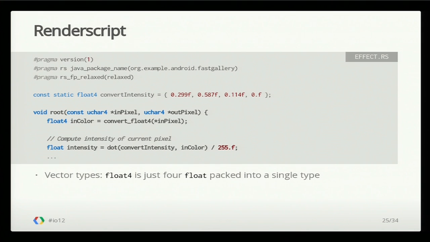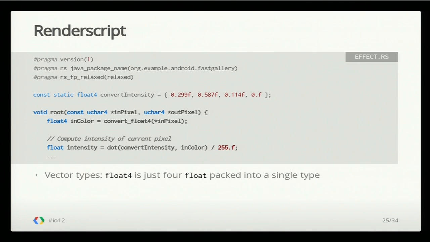So here's some Renderscript code. The first thing at the top is we're defining a handful of pragmas to tell Renderscript what we're looking to do. And the next thing, we're defining a constant that we'll look at in a moment. But the thing I want to focus on first is this root method, where we're defining it.